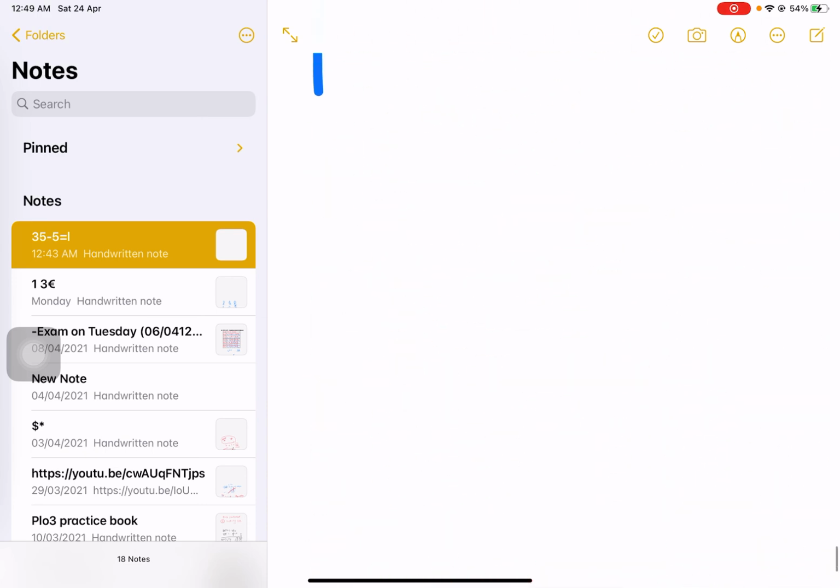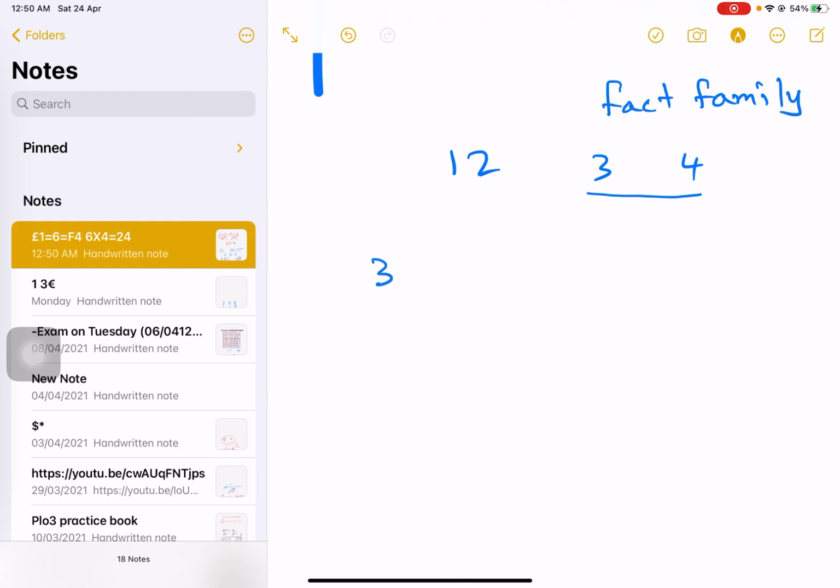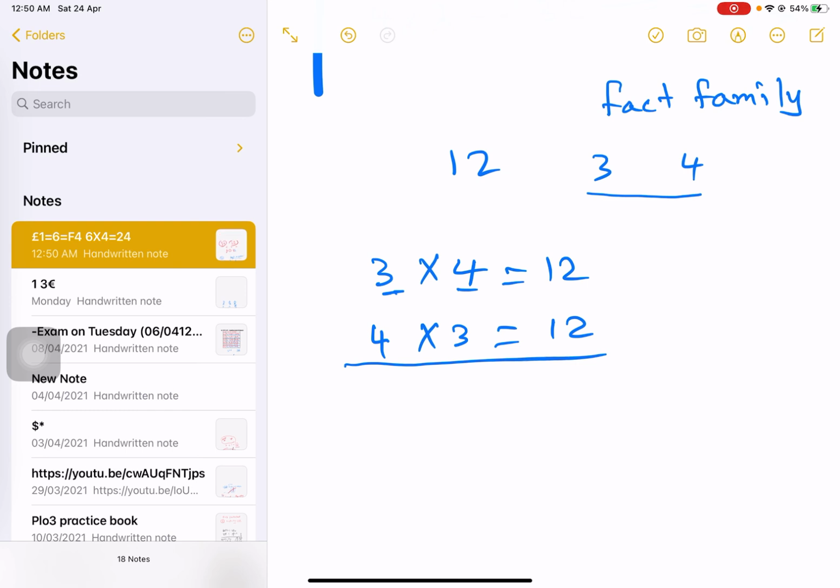Okay, if I write for you 12, 3, 4, write for me fact family. Fact family means I will write 2 multiplication and 2 division. Multiplication, start with the small numbers. 3 by 4 will be 12. Switch these factors. 4 by 3, the answer is 12. Now I wrote 2 multiplication sentences. Now we need to write 2 division sentences.